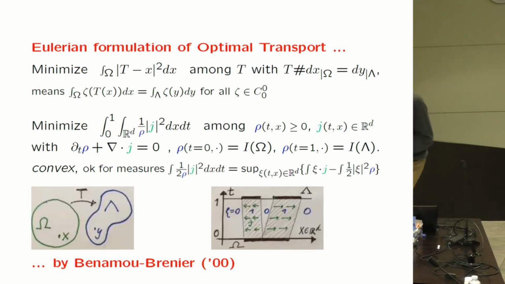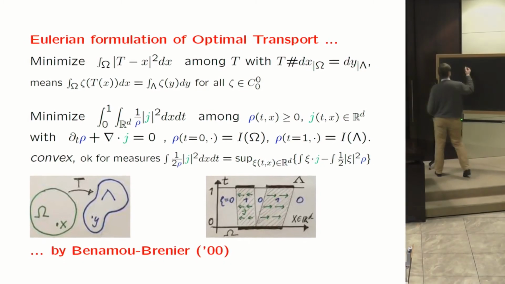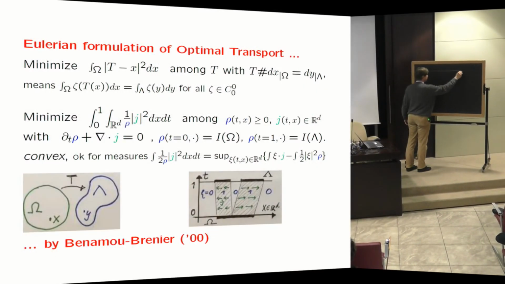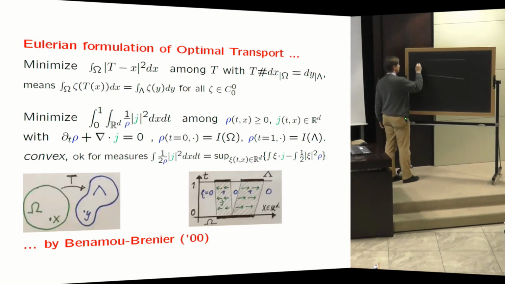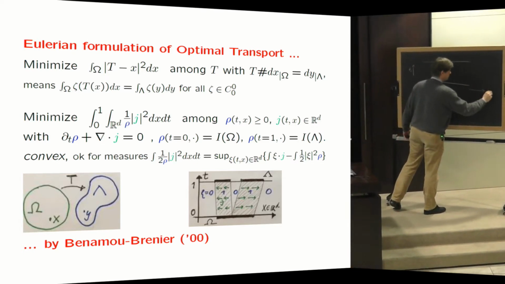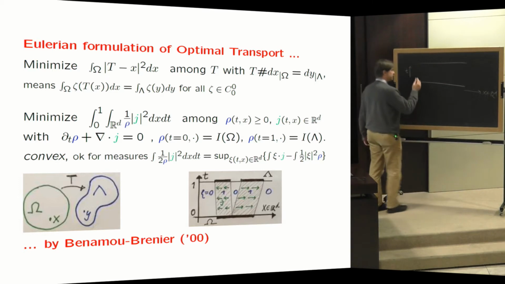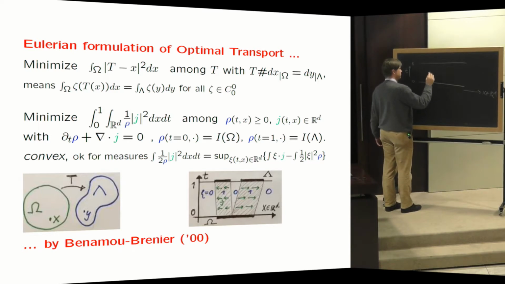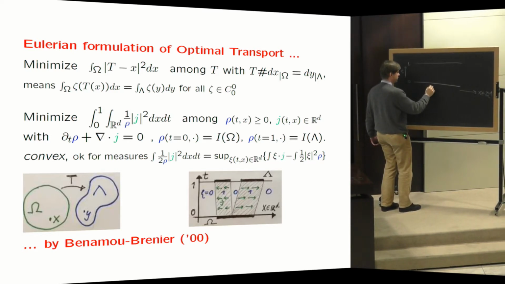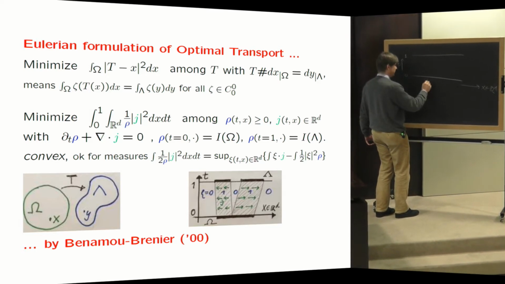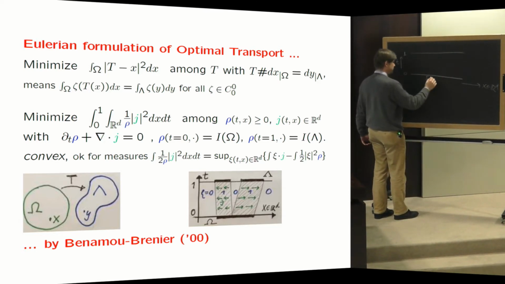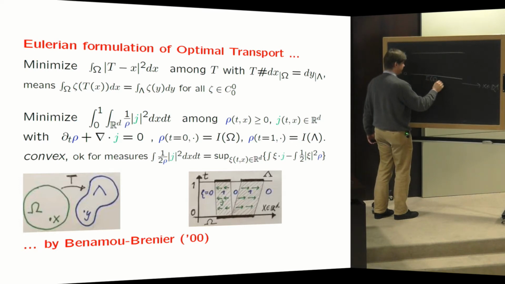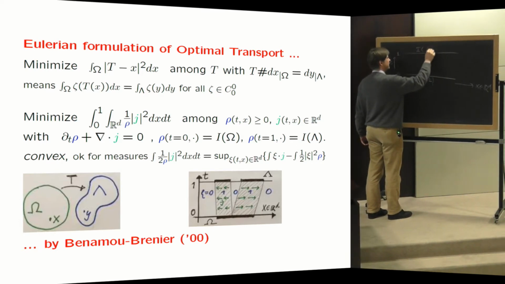So perhaps that's something I can write on the blackboard if I see the chalk. It's here. So the Eulerian formulation is you introduce an artificial time variable next to your space variable. And it's an artificial time variable because the time direction doesn't really matter. And you should think of your initial measure being attached to the t=0 slice. So that's the characteristic function of omega. Here you have the characteristic function of lambda.